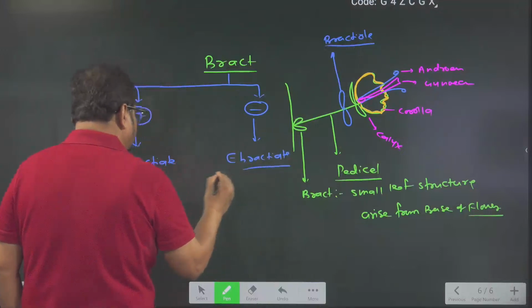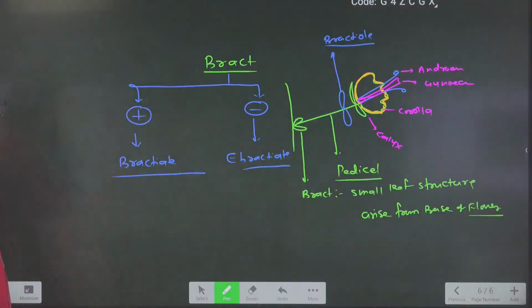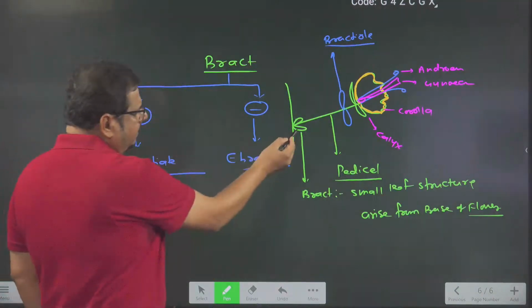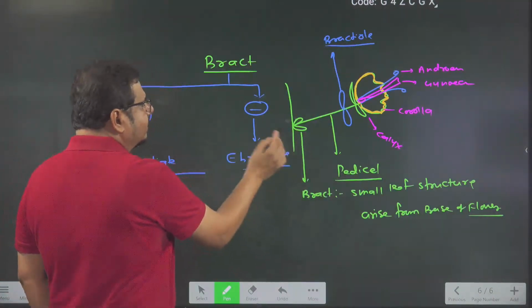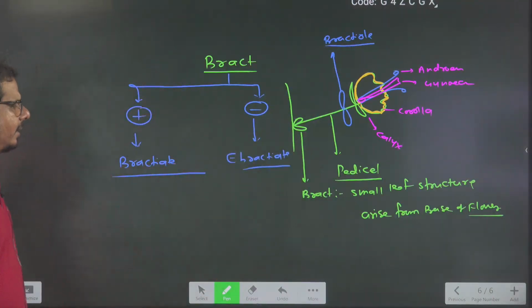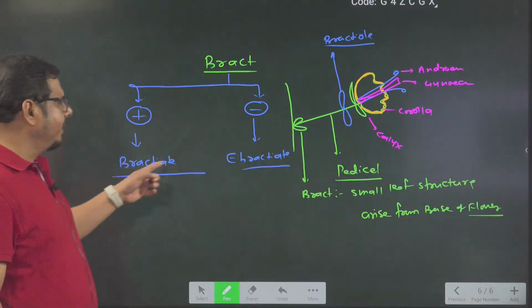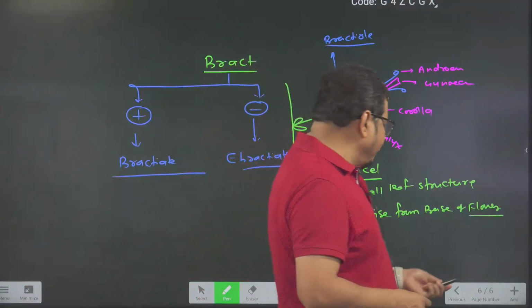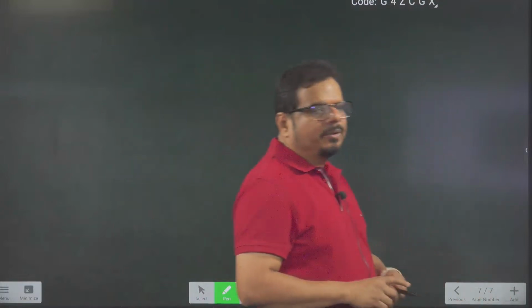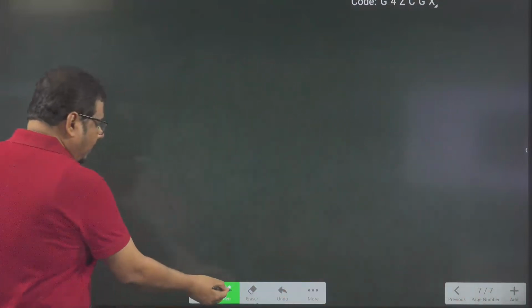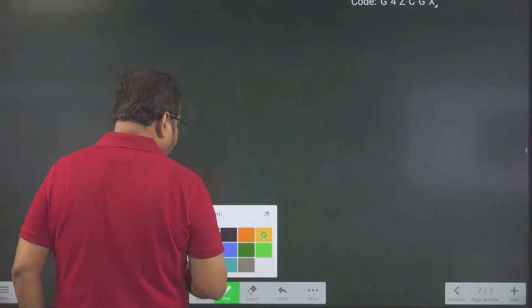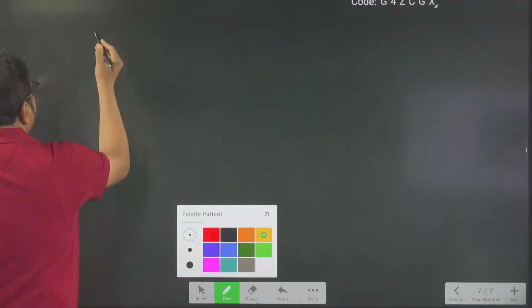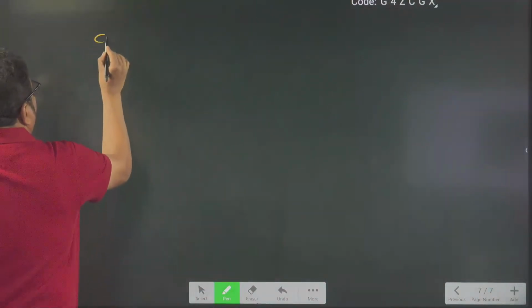So this is also over. Got the idea? So when bract is present, a small leaf-like structure arises from the base of the pedicel. It is called bracteate. When it is absent in a plant, it is called ebracteate. Now we are going to move ahead. Give your attention. Now we are going to talk about classification of flower based on position of ovary.